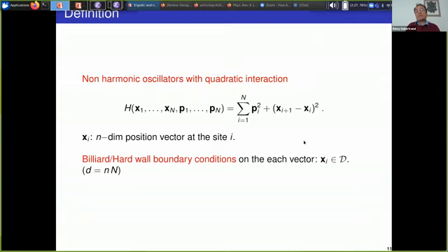The vector x can be seen as the coordinate of a point, and this point has to sit inside a domain. So the dimension, for example, of my phase space is the dimension of the vector at each site times the number of sites. And what I claim is that having this free Hamiltonian supplemented with this billiard-like boundary condition is enough to create ergodicity and, I think, a very rich collection of new phenomena.